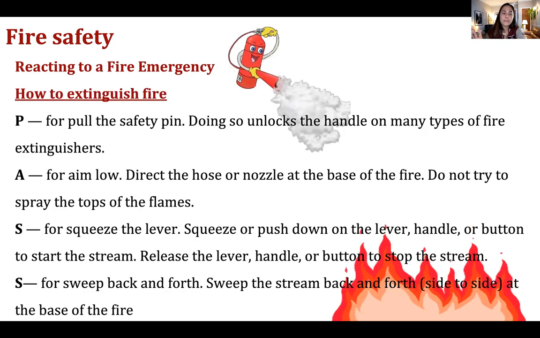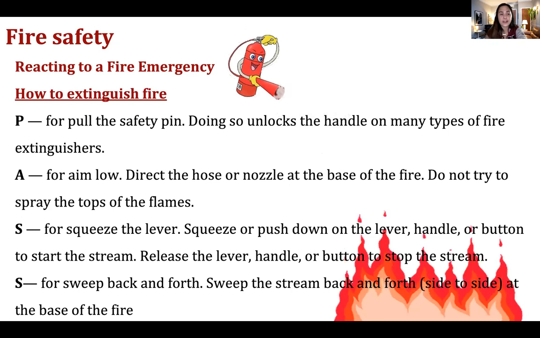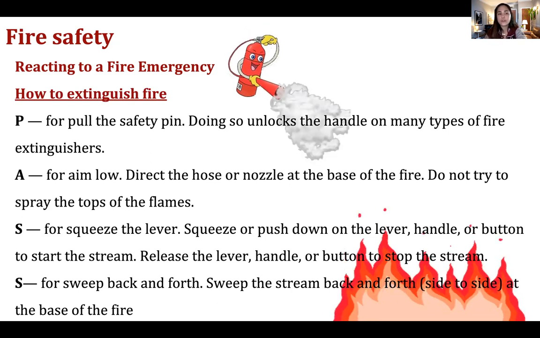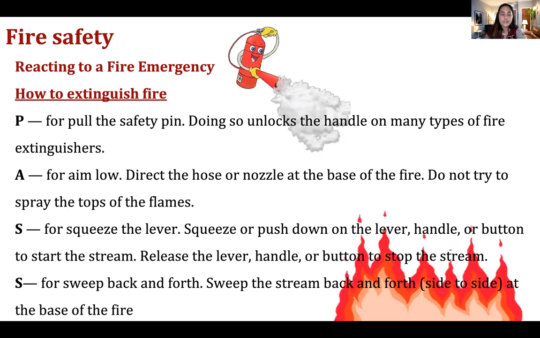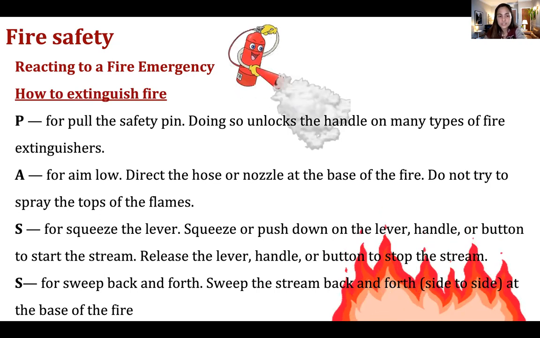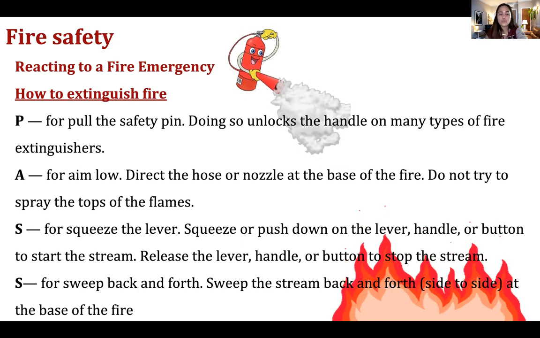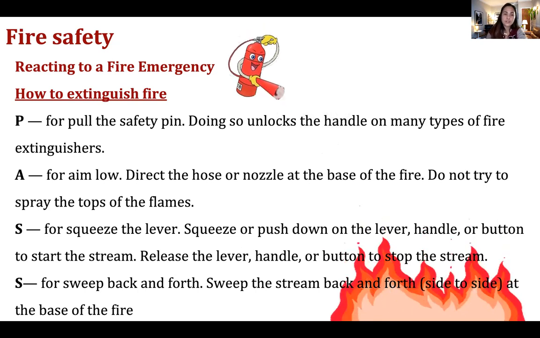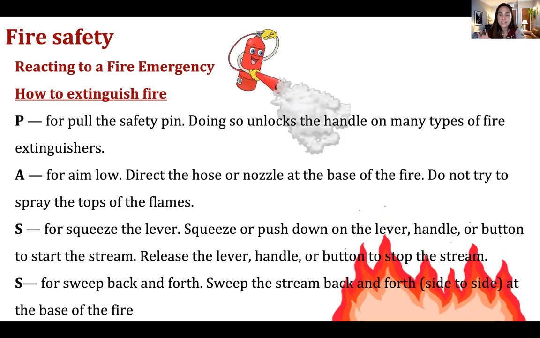So what do we mean by PASS? PASS is a step-by-step guide on how we will extinguish the fire. P is for pull the safety pin. A is for aim the nozzle. S is for squeeze the lever. And another S is sweep back and forth. So these are the things we need to remember for fire: RACE and PASS.